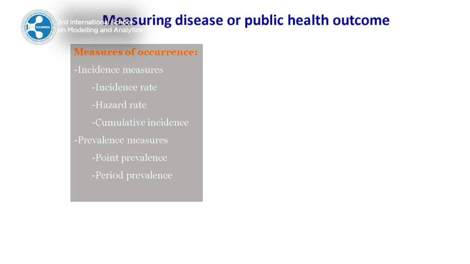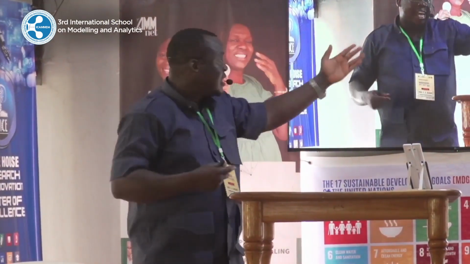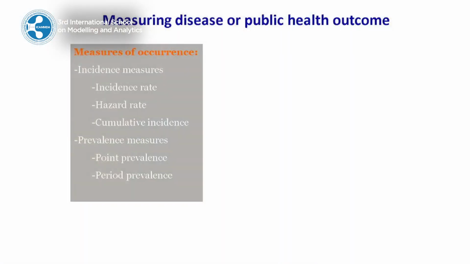Now, when you say cumulative incidence, you are adding up incidence. Maybe the first day you had 1, the second day you had 2. So if you want to say 1, 2, 3, 4, 5, up to 10, the first day is 1, the second day will be 1 plus 2, which is 3. Then the third day will be 3 plus 3, which is 6. You are adding, just like in secondary school. And then everything will now be a straight line.